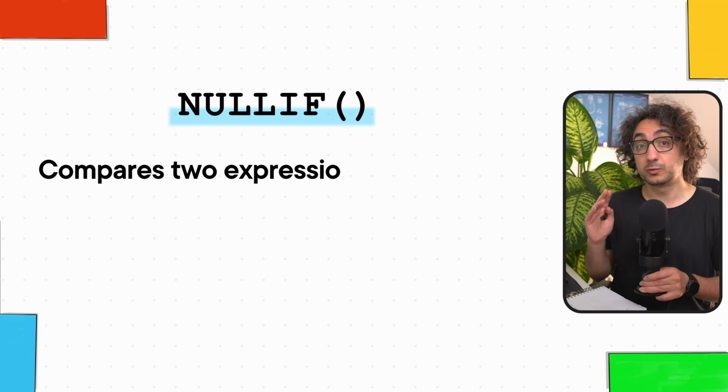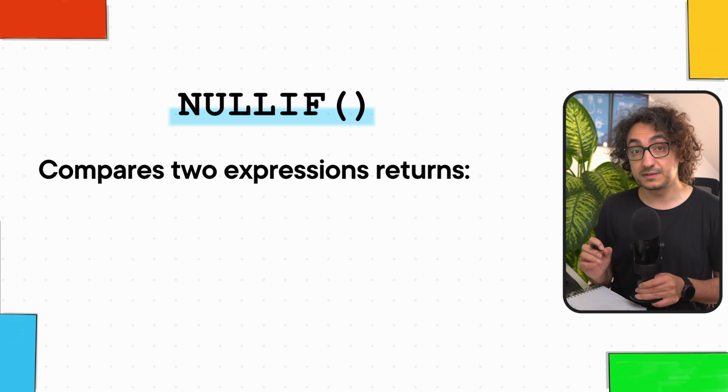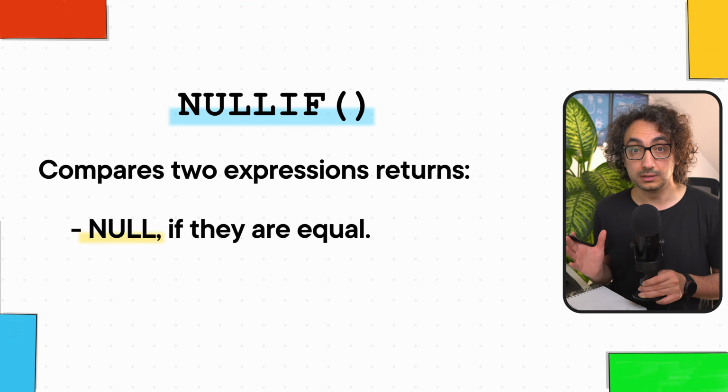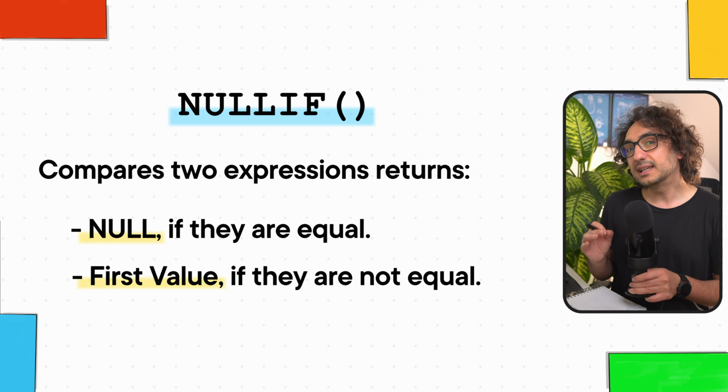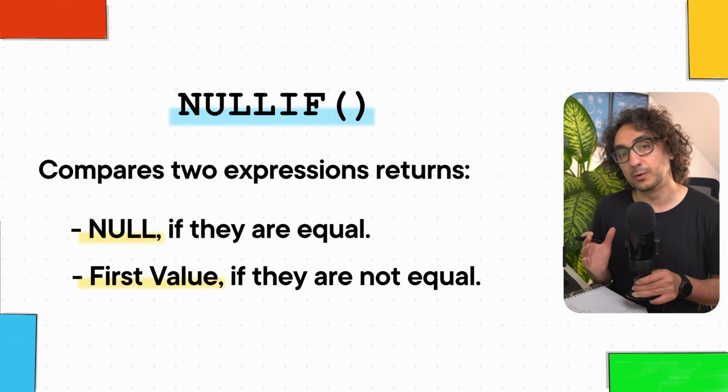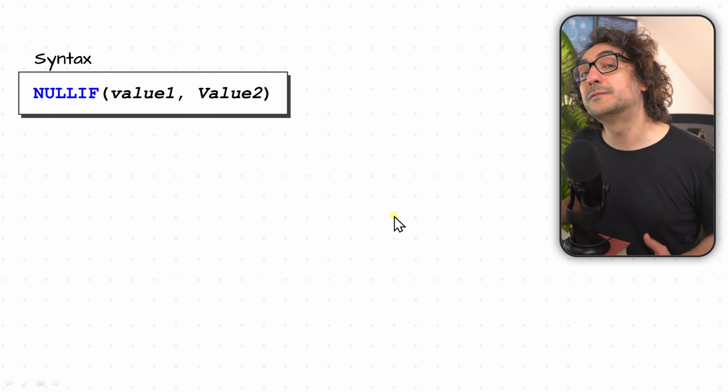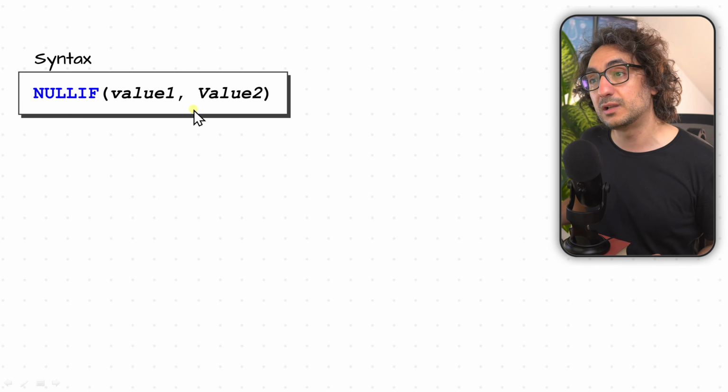So what is the function NULLIF? NULLIF is going to compare two values, and it is going to return a null if they are equal. Otherwise, if they are not equal, it is going to return the first value. Okay, so now the syntax of the NULLIF: it accepts only two values, value 1 and value 2.